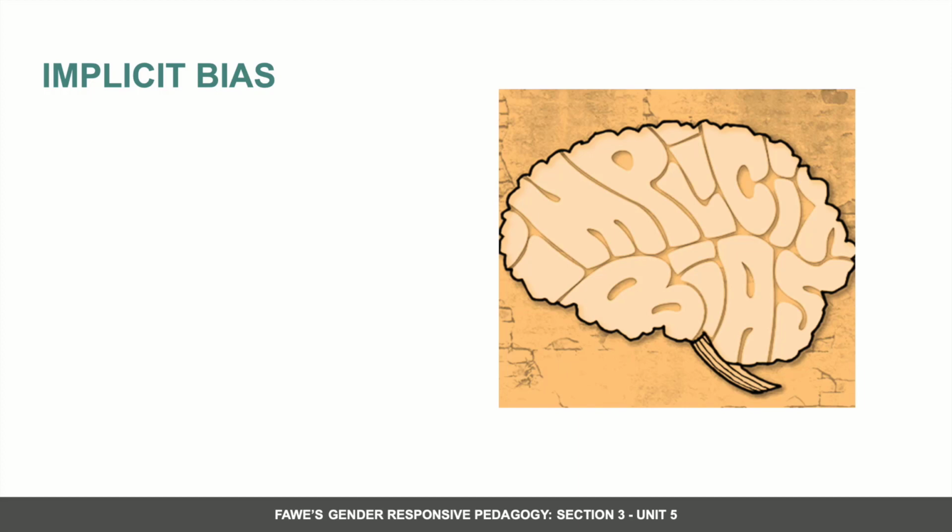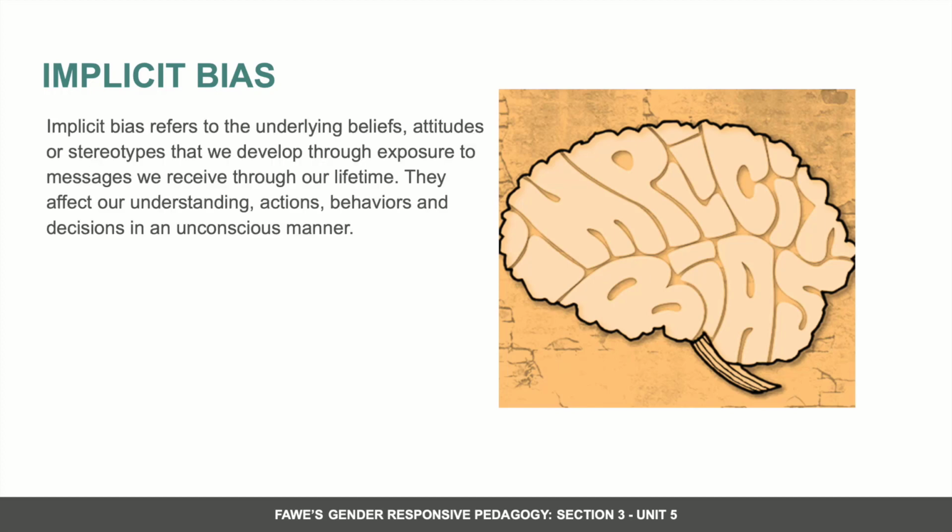What do you think implicit bias is? Can you provide one or two examples of implicit bias? Everyone has implicit bias to some extent. Implicit bias refers to the underlying beliefs, attitudes, or stereotypes that affect our understanding, actions, and decisions in an unconscious manner. They are implicit because we are not aware that we have them. It shapes how we see the world and how we see other people.